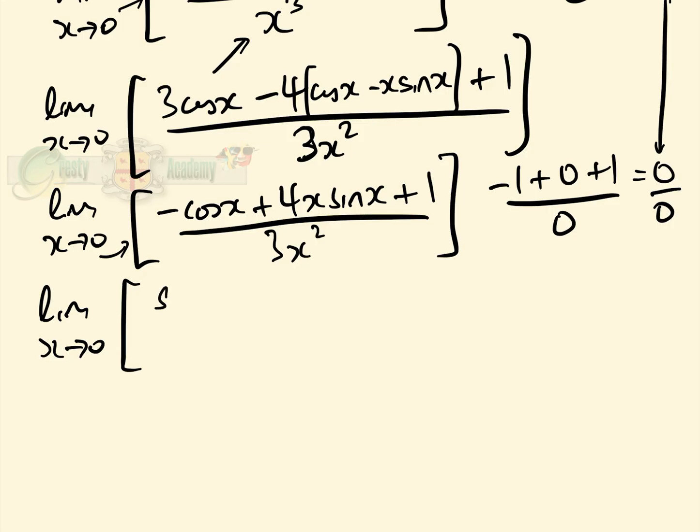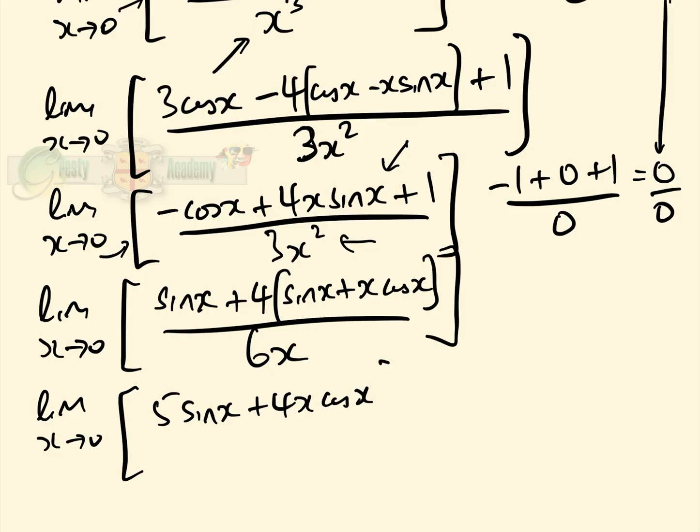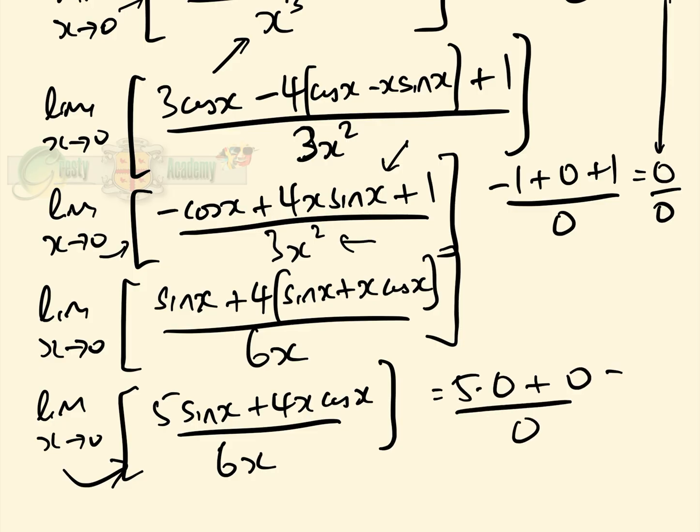Okay, well the differential of minus cos x is sine x. Again, we've got to use the product rule here. Differential of 4x sine x gives us 4 sine x add 4x cos x over 6x. We've differentiated the top and we've differentiated the bottom, and let's just tidy that up a little bit. That gives us 5 sine x add 4x cos x over 6x, and now let's put x equals 0 in. Well, that gives us 5 times 0 add 0 over 0, which is still 0 over 0. And so we've got to differentiate again.